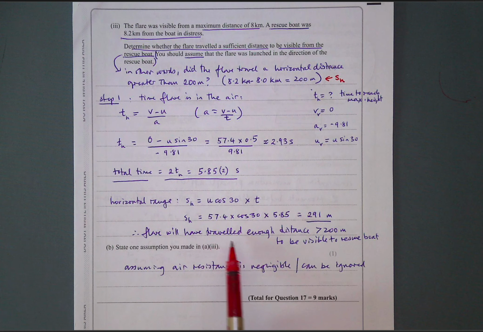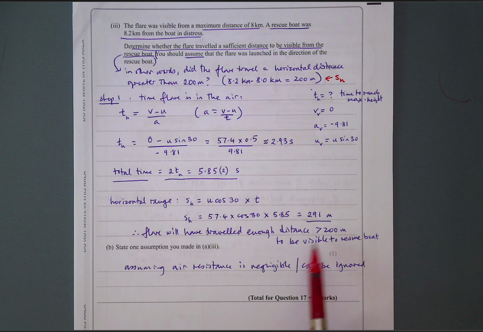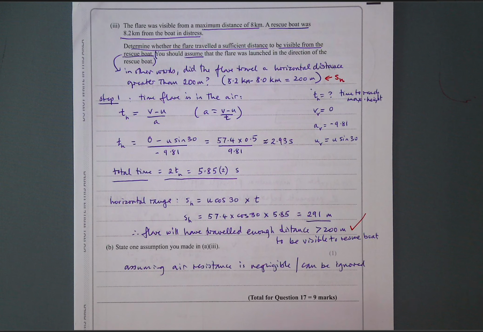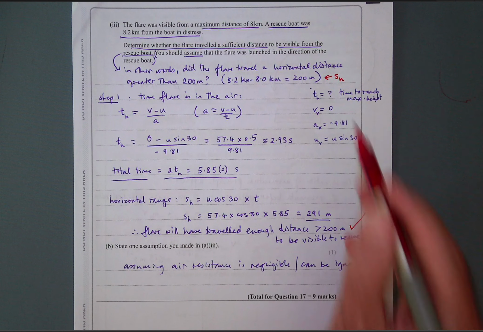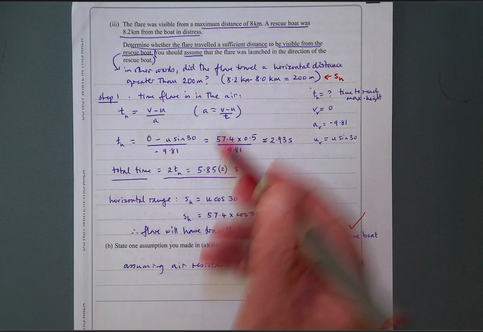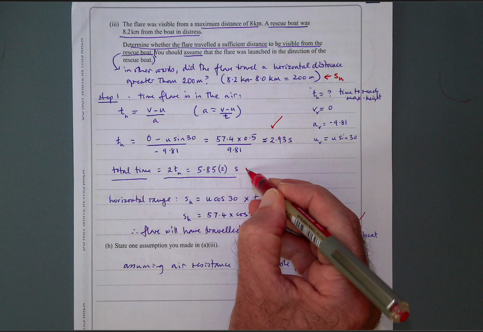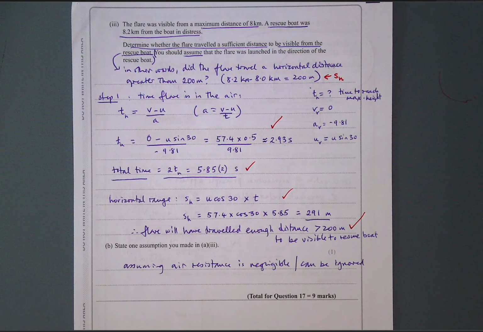Therefore, the flare will have traveled enough distance, i.e. greater than 200 meters, to be visible from the rescue boats. That certainly is one of the marks. I think this question is 4 marks. So you will see where you get the mark, one for working out the time, one for this. It will be something like that. Okay, I haven't looked at the mark scheme and I don't want to spend too much time on that. You can find the mark scheme just by looking for the mark scheme for this particular year. It's not a year which is hidden, so you can find them.